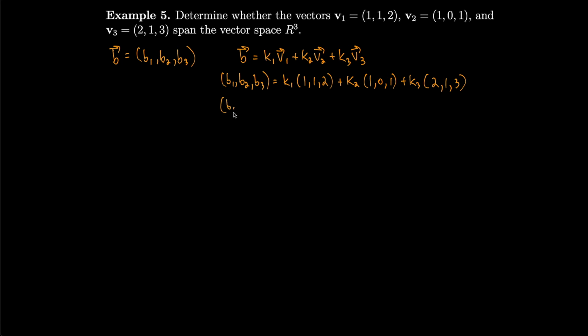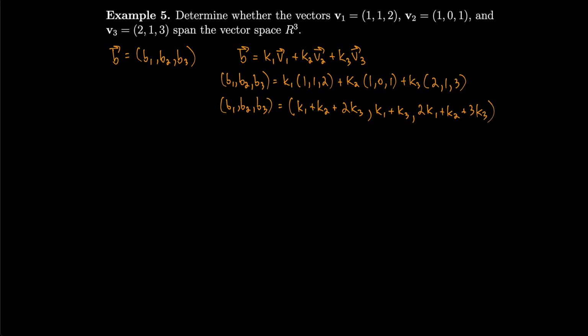So then we'll get b1, b2, b3 is equal to k1 times this thing distributed, then k2 times that. We'll group together all the first components. So we should get that the first component would be k1 plus k2 plus 2k3, just by reading them off. Right, k1 times 1, k2 times 1, 2 times k3, and then the second component will be k1 plus k3. There's no k2 because it's 0, and then the last component is 2k1 plus k2 plus 3k3.